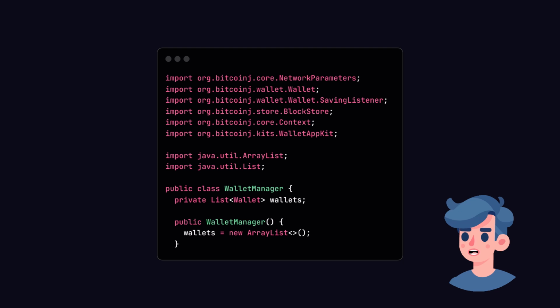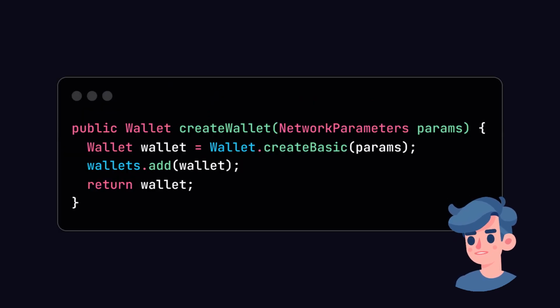Now that we have our dependencies set up, let's create a basic structure for our multi-wallet management system. We will start with a wallet manager class that will handle the creation and management of wallets. Create a new Java class named WalletManager. We are using the BitcoinJ library here, which simplifies working with Bitcoin wallets. In this class, I've initialized a list to store each wallet we'll create.